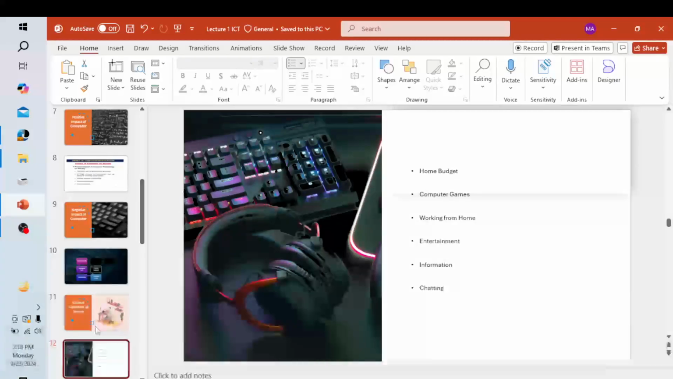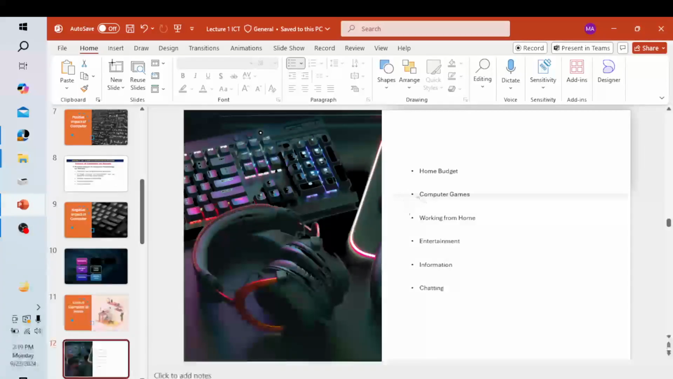First of all, we will move to the home budget. The computer can be used to manage the home budget. The user can easily calculate the expenses and income. It is easy to list all expenses in one column and income in another column. Different types of calculations can be applied on the columns to plan the home budget.